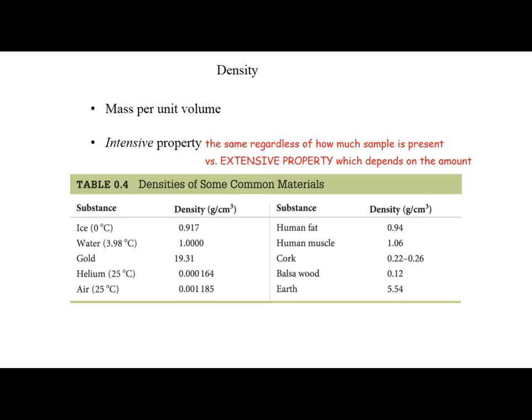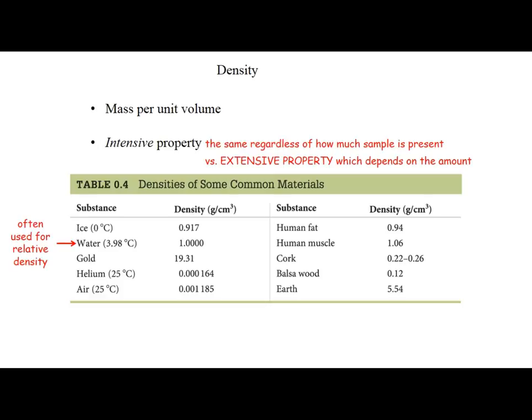Shown in table 0.4 are densities of some common materials. Water is shown there with a density of 1.0000 gram per cubic centimeter. That is at a specific temperature, 3.98 degrees Celsius. The density of most substances varies with the temperature.